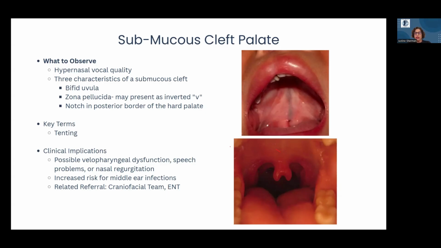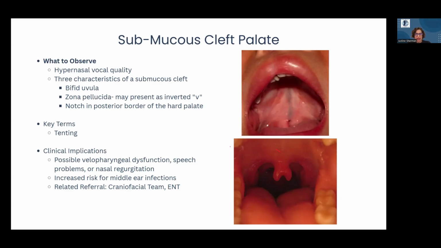So we're going to look for the classic triad here. We're going to look for the uvula. Is it bifid or split like you see here? We're going to look at the soft palate and we're going to look for the midline translucent zone here, the zona pellucida, I apologize if I'm pronouncing that incorrectly. We're going to look at the posterior hard palate. We're going to look for a palpable notch or groove, which we see right there.